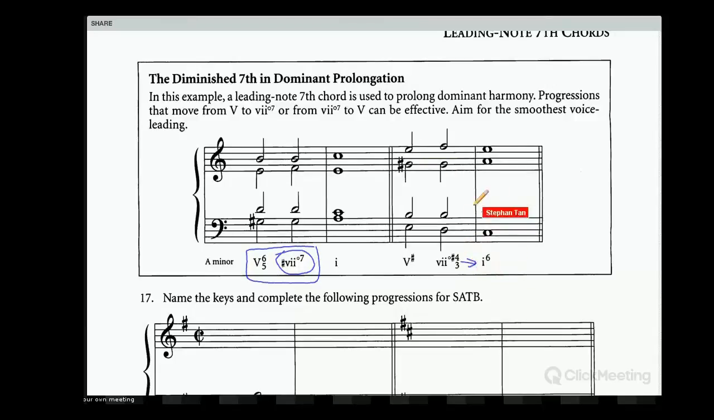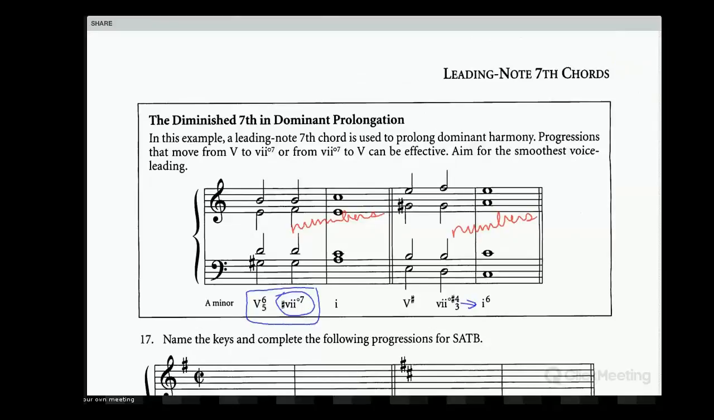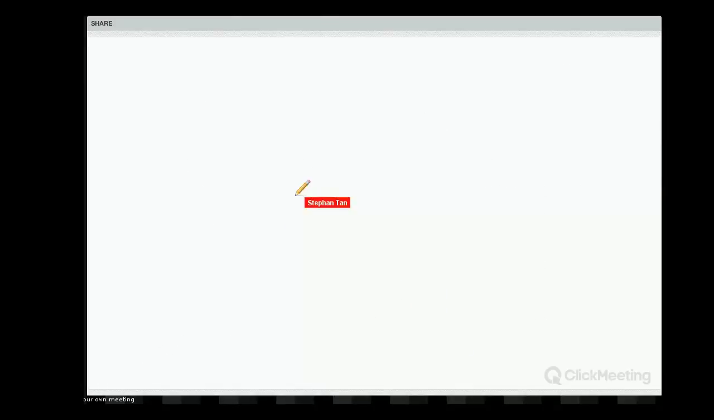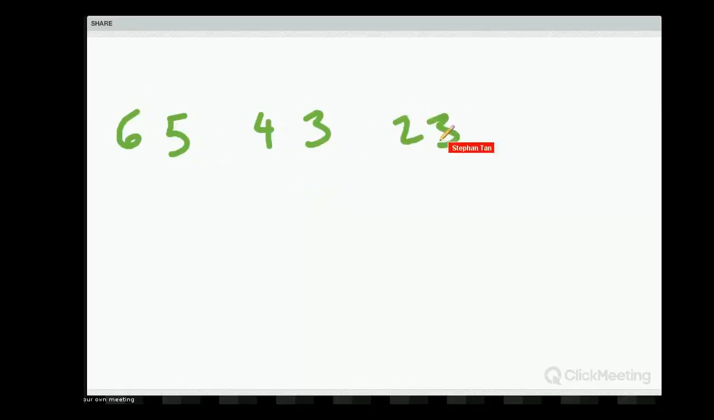So if it's my diminished seventh chord that's moving to the 1/6, again, this is where you're going to follow the numbers. So if you take anything from today's class, it is this number, all right? Again, like I said, think of it as some kind of phone number: 65432371. 65432371. Remember that.